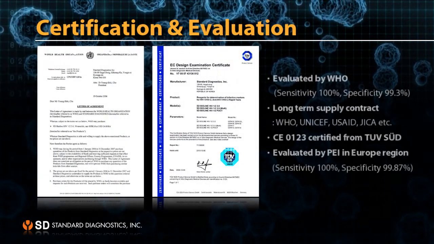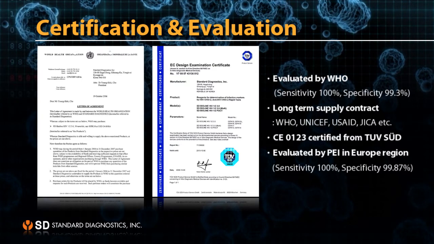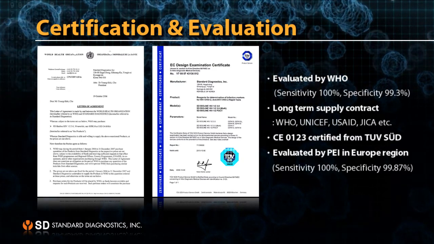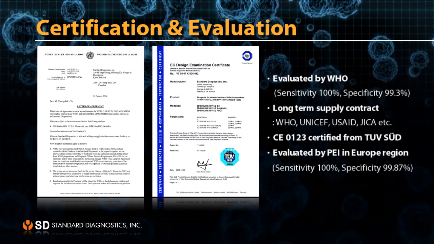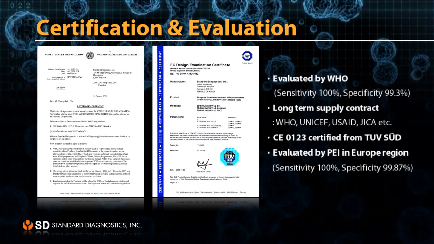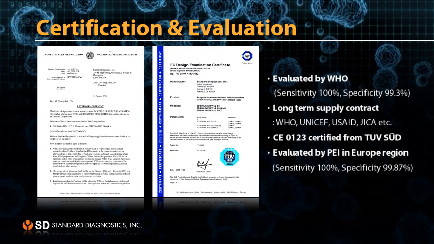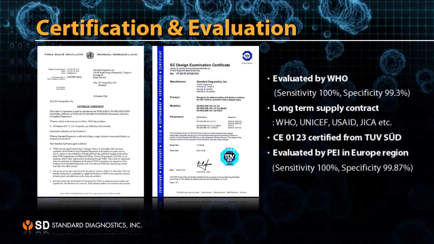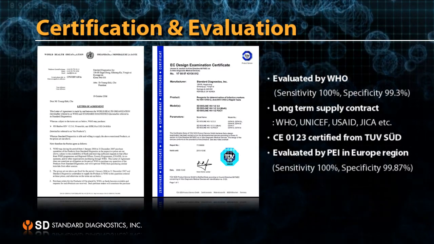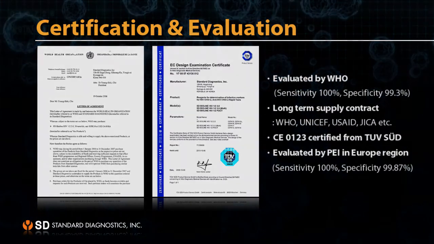ST BIOLINE HIV rapid test was evaluated by WHO with 100% sensitivity and 99.3% specificity. According to this, ST got a long-term supply contract with WHO, UNICEF, USAID, and many other NGOs. And in 2008, ST got the CE mark on the HIV kit with excellent performance evaluation results.